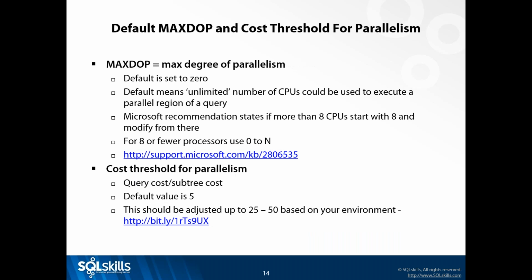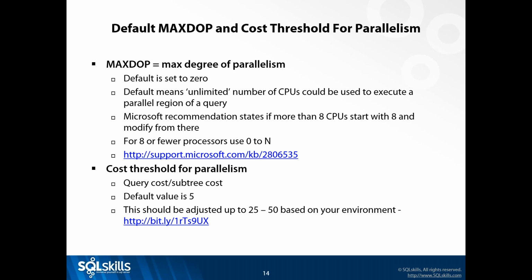All right, other default settings. So max degree of parallelism. Max degree of parallelism by default is set to 0. That means an unlimited number of CPUs could be used to execute the parallel region of a query. And that unlimited is really not unlimited. It's up to 64 unless you put in a trace flag that allows it to use more. But I don't find too many customers with more than 64 logical processors to worry about. So still, 64 is a very large number.